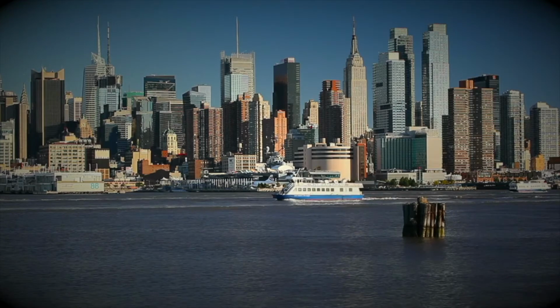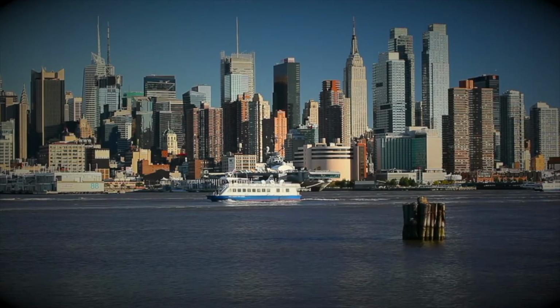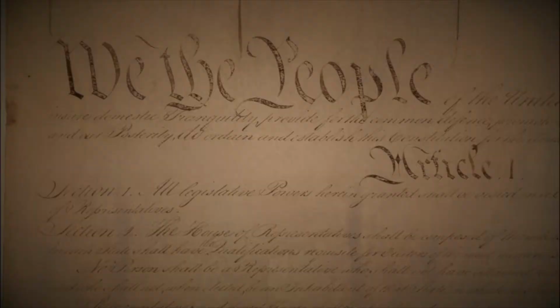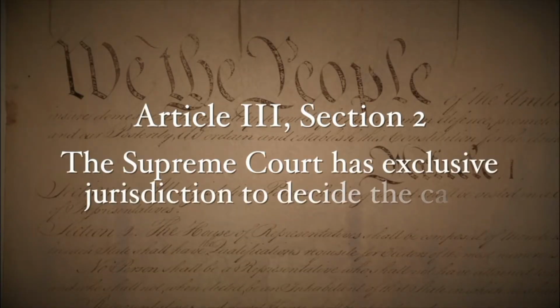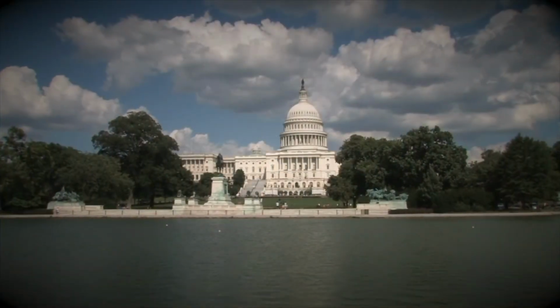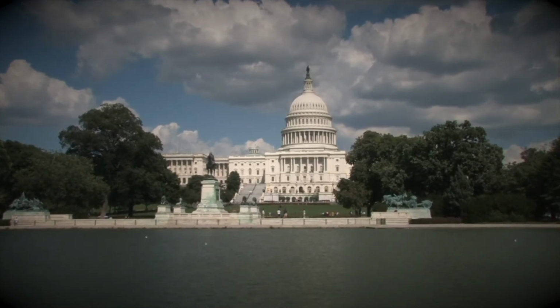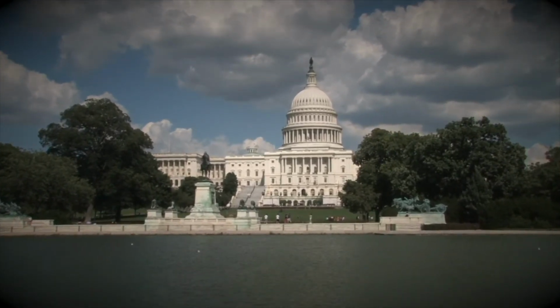However, from time to time, states may have disagreements. If they can't be settled outside the legal system, Article 3, Section 2 of the Constitution states that the Supreme Court has exclusive jurisdiction to decide the case in order to ensure a fair decision. The federal government can also use other means to exert influence over the states, like offering grants and funds.